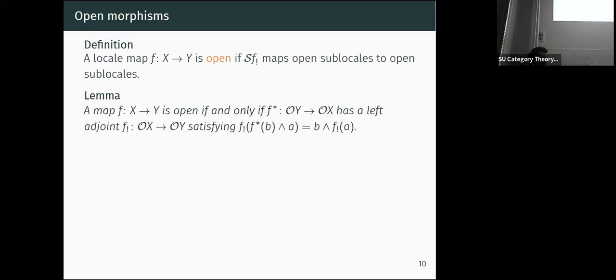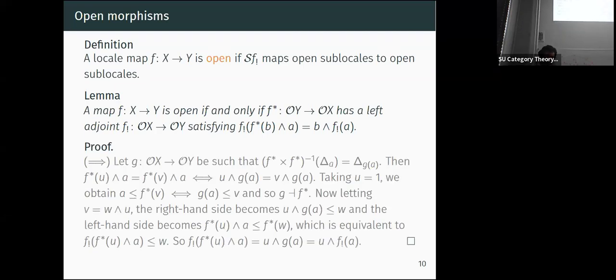But then you can immediately prove a certain lemma, which says that a map is open if and only if the frame homomorphism it corresponds to has a left adjoint. The left adjoint I'm calling f lower shriek, and it needs to satisfy this certain condition. I'm not going to go through the entire proof today.